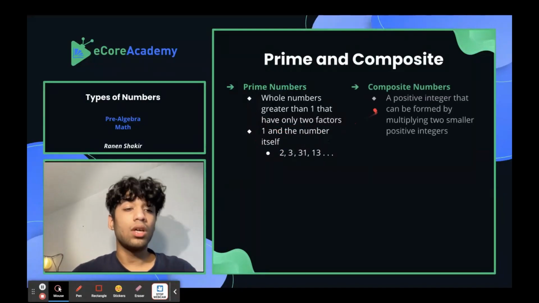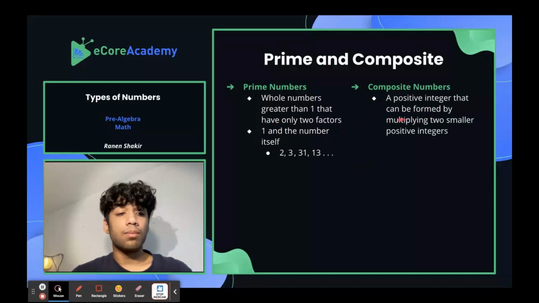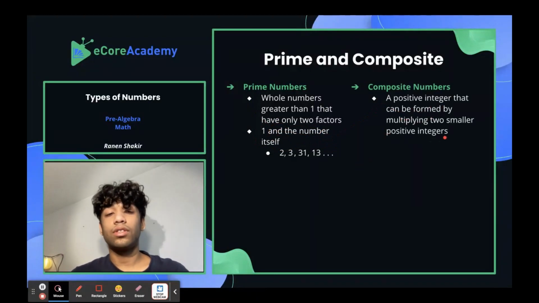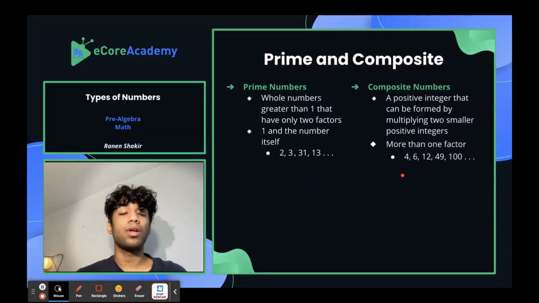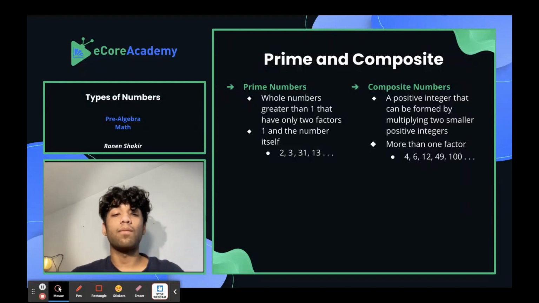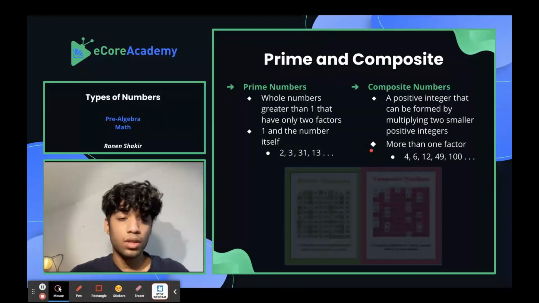Now, composite numbers are integers that can be formed by multiplying two smaller positive integers, which means they have more than one factor. So 4, 6, 12, 49, 100. You can get 4 by 4 times 1 and 2 times 2, making it a composite number. There's more than one factor pair for that number. 6: 3 times 2, 6 times 1. 12: 6 times 2, 3 times 4, 12 times 1. 49: 7 times 7, 49 times 1. 100: 10 times 10, 100 times 1, 5 times 20, 25 times 4. So they have more than one factor, therefore they are composite.